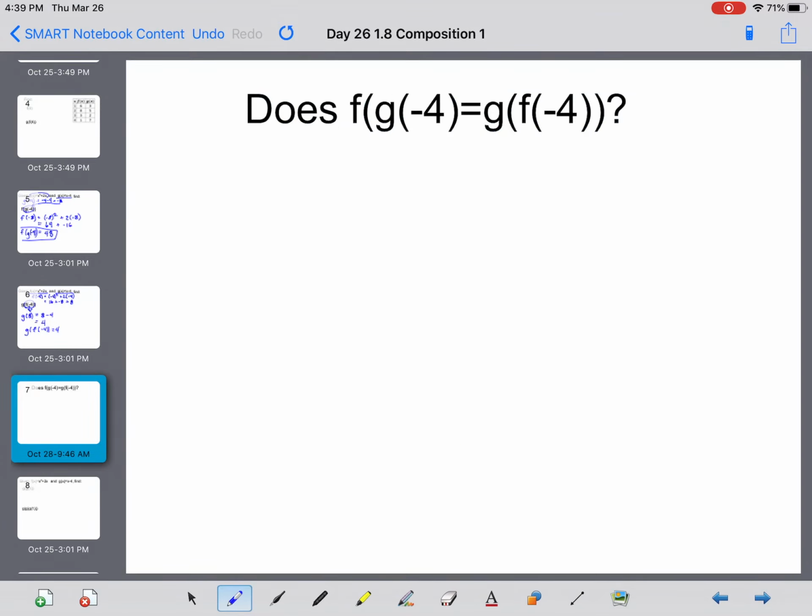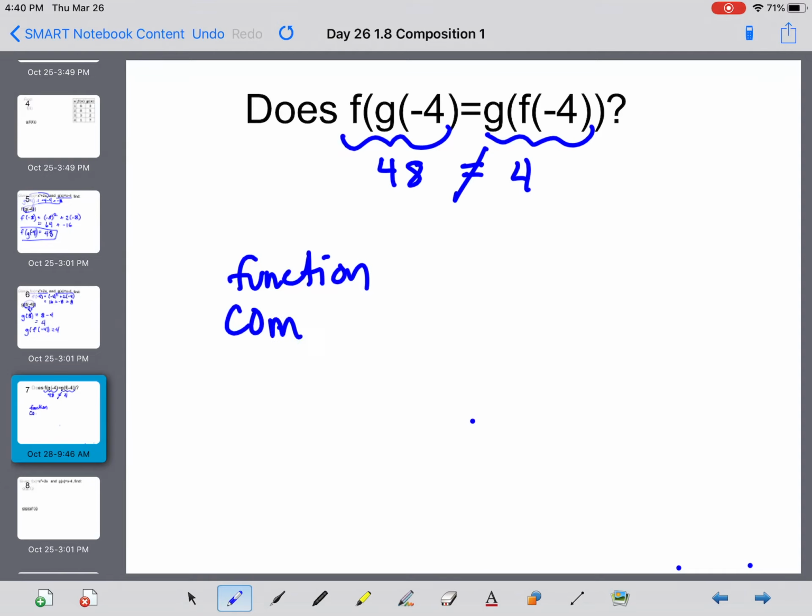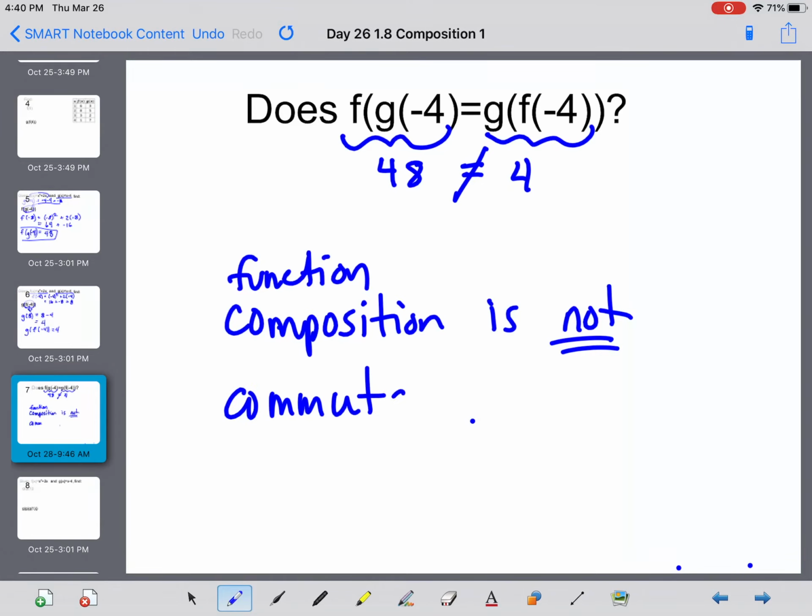My next question is, does f of g of negative 4 equal g of f of negative 4? So let's compare these two answers. The f of g of negative 4 yielded 48, and then g of f of negative 4 yielded 4. So 48 definitely is not equal to 4. So this would be an example of something that is not commutative. So we'll say function composition. Okay, it is not commutative.